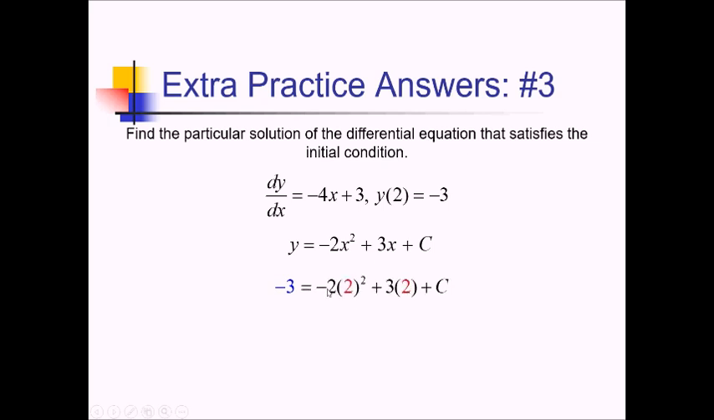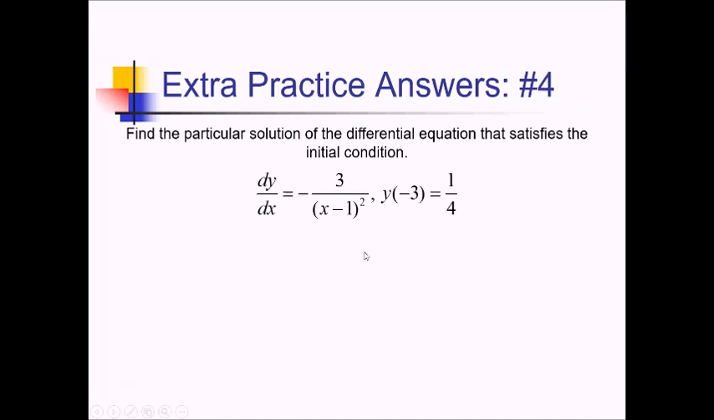So this is going to be negative 8 plus 6, which comes out to negative 2. If I add the 2 over here to get c by itself, I have c equals negative 1. And then plugging that back into the general solution, we have y equals negative 2x squared plus 3x minus 1.